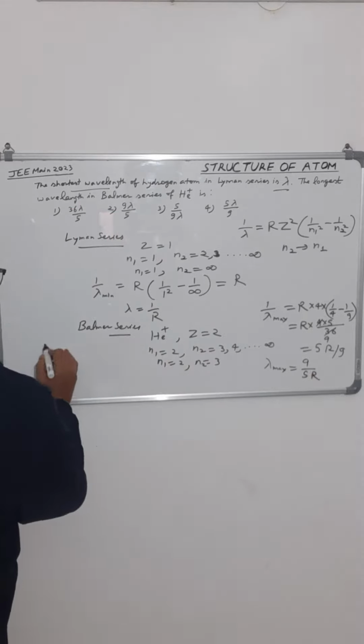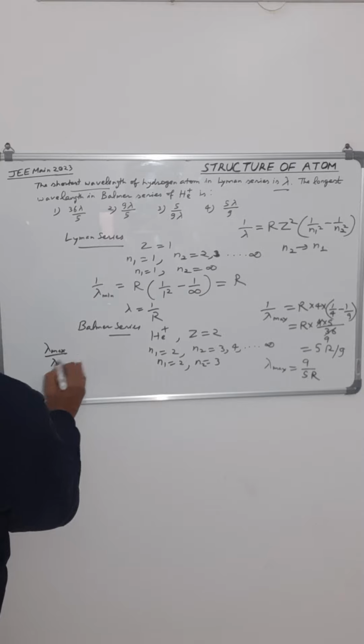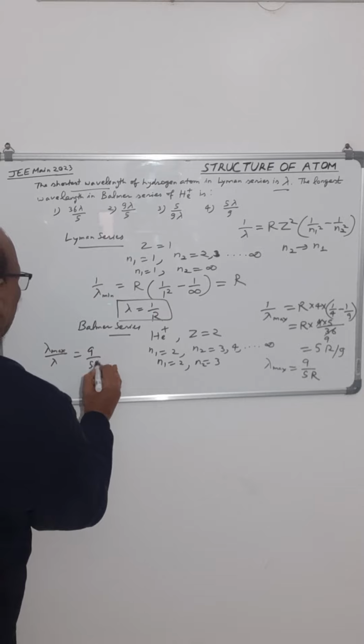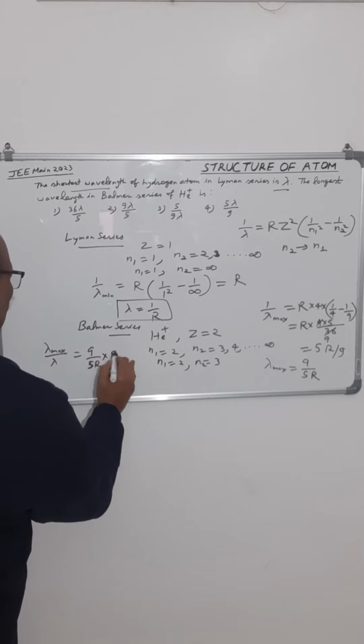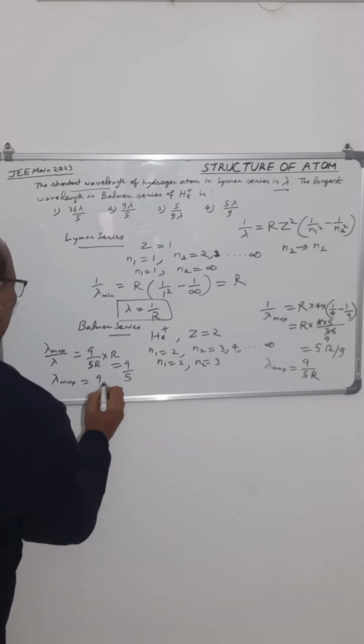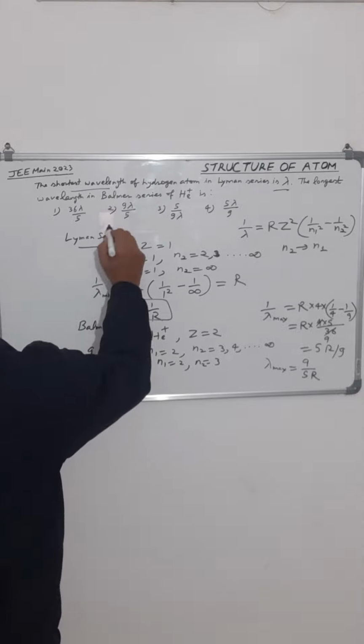Now if we divide lambda max by lambda, we get 9 upon 5R divided by 1 by R, that is into R. So this will be 9 by 5. So lambda max will be equal to 9 lambda by 5. So our second option is correct.